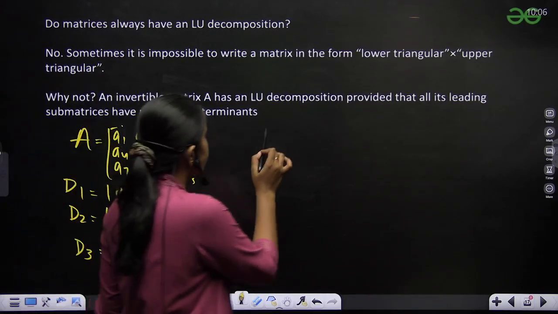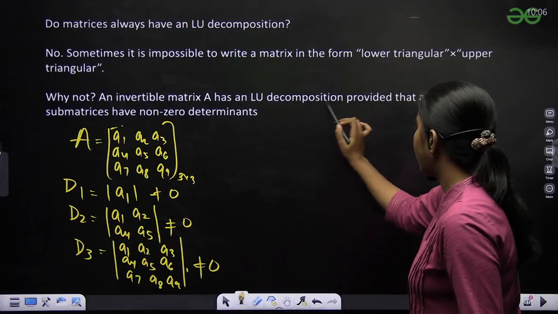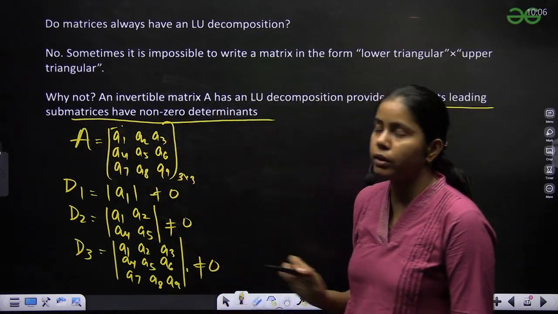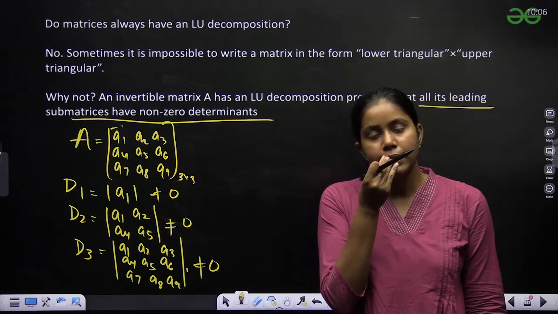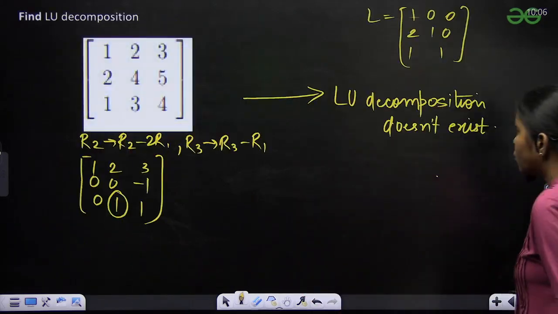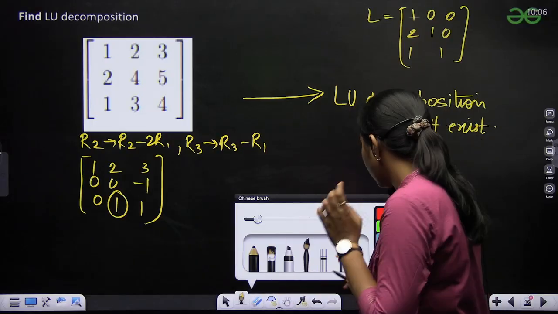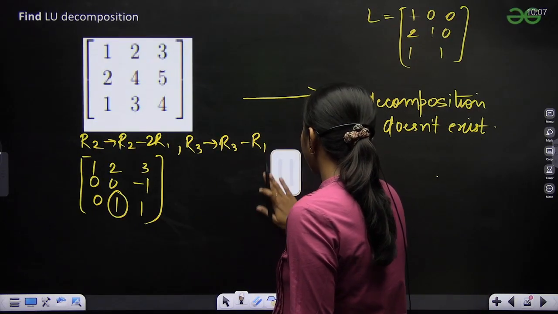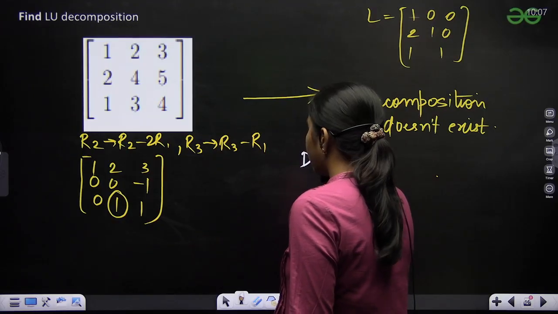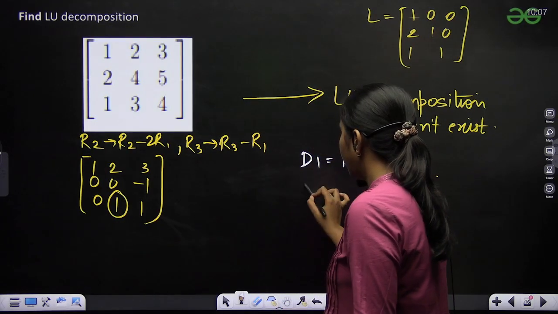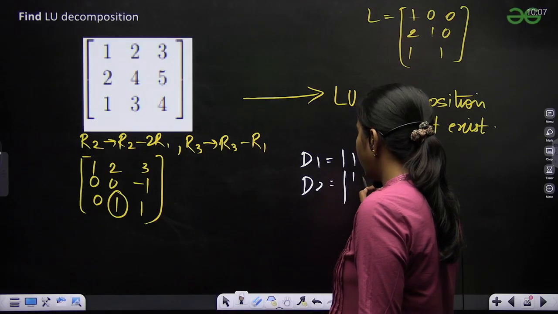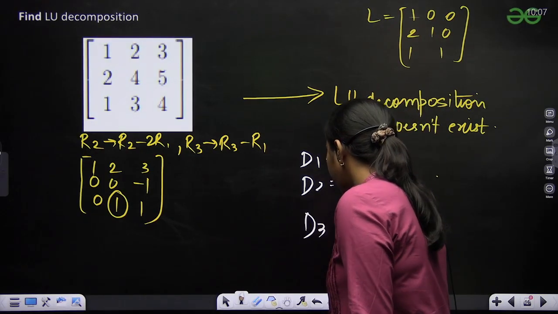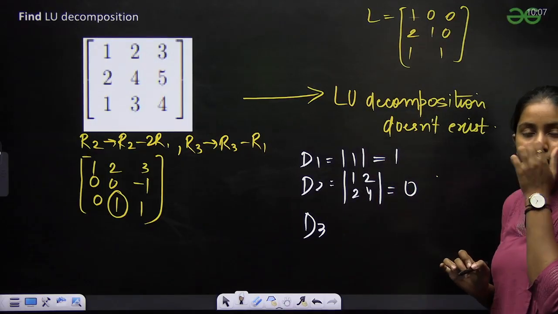So they are saying the same. An invertible matrix A has an LU decomposition if all its leading sub-matrices have non-zero determinant. So what problem did I face in this question? If I find the determinant, D1 is 1. D2 is 1, 2, 2, 4, so I'll get 0. So that is the problem here, that I got the second leading minor as 0.